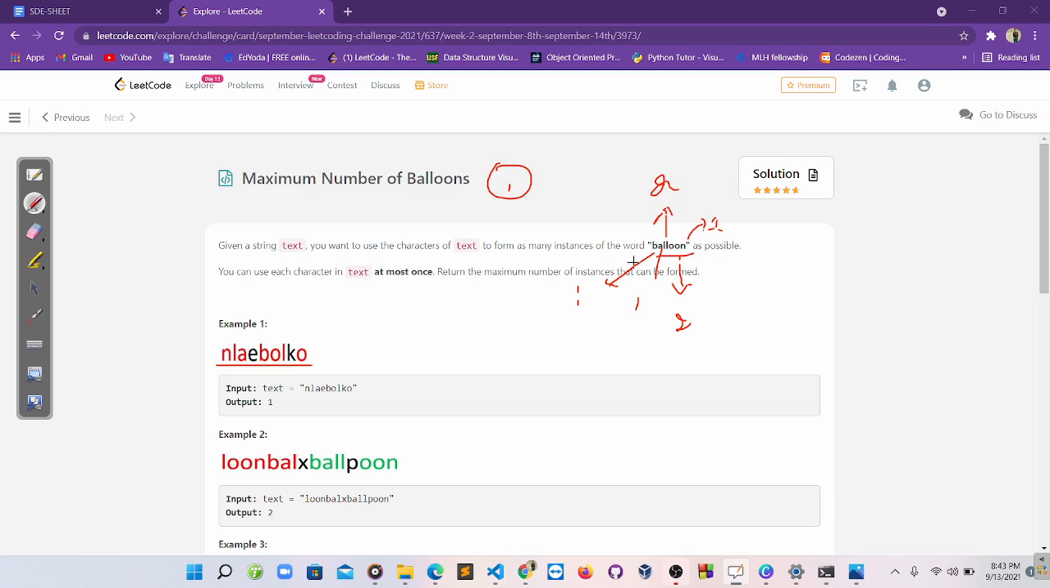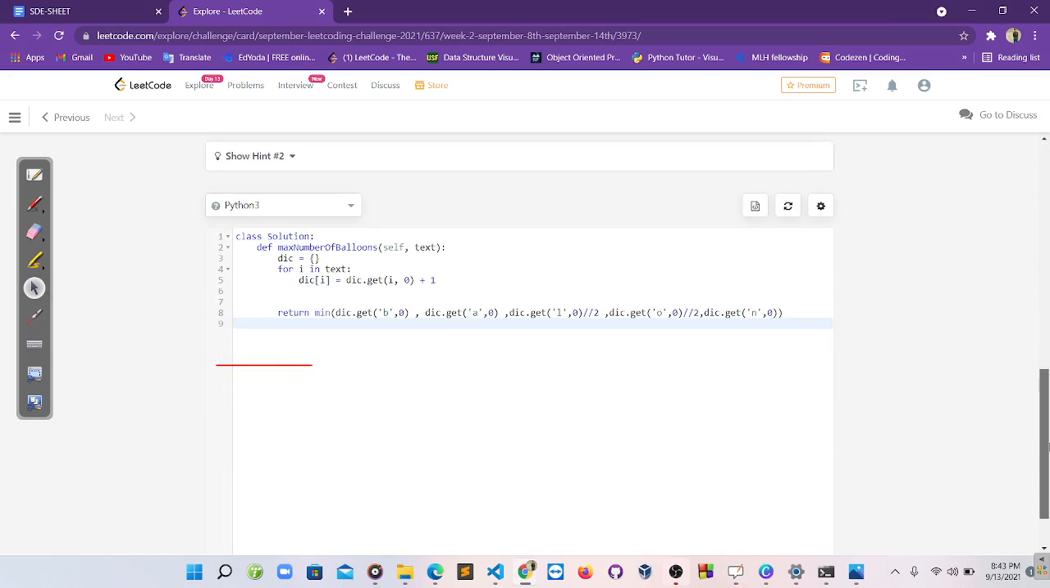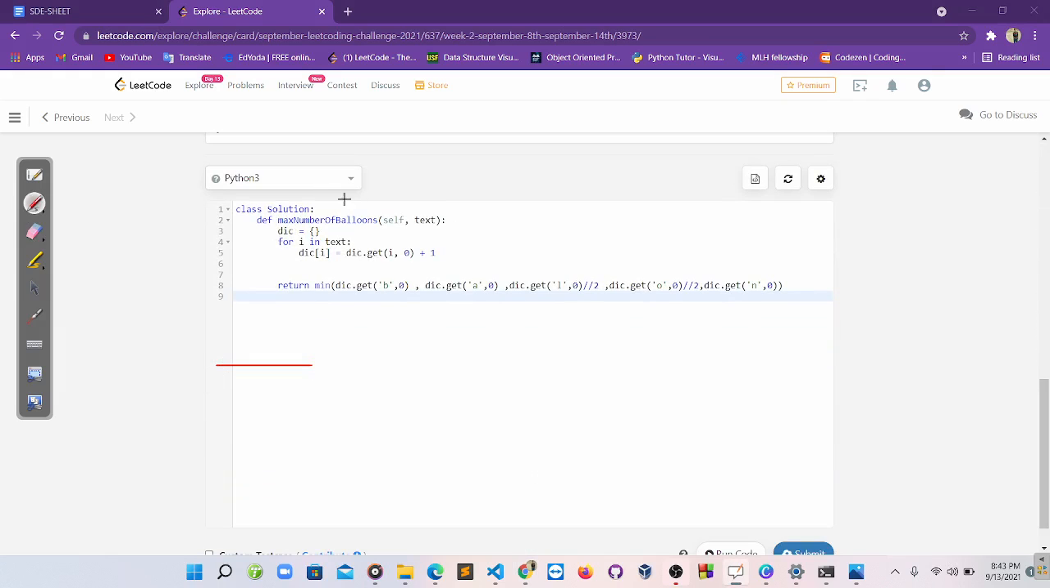Okay, so let's see the code. I think it helps you to understand the problem very clearly. And after looking at the code, we will take a test case. So this is the code. Here we create our dictionaries, and from all of these, we find the minimum, and that's our answer.